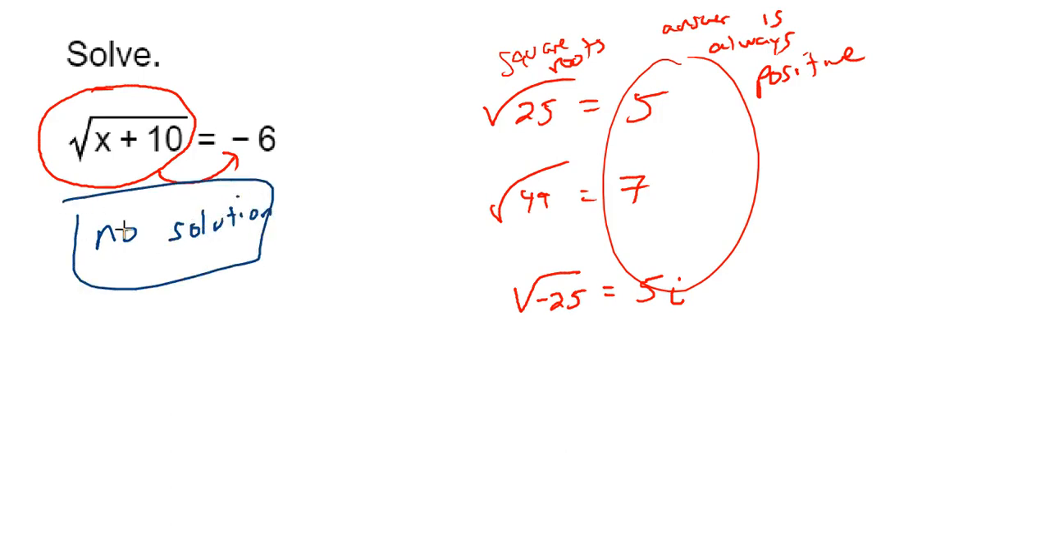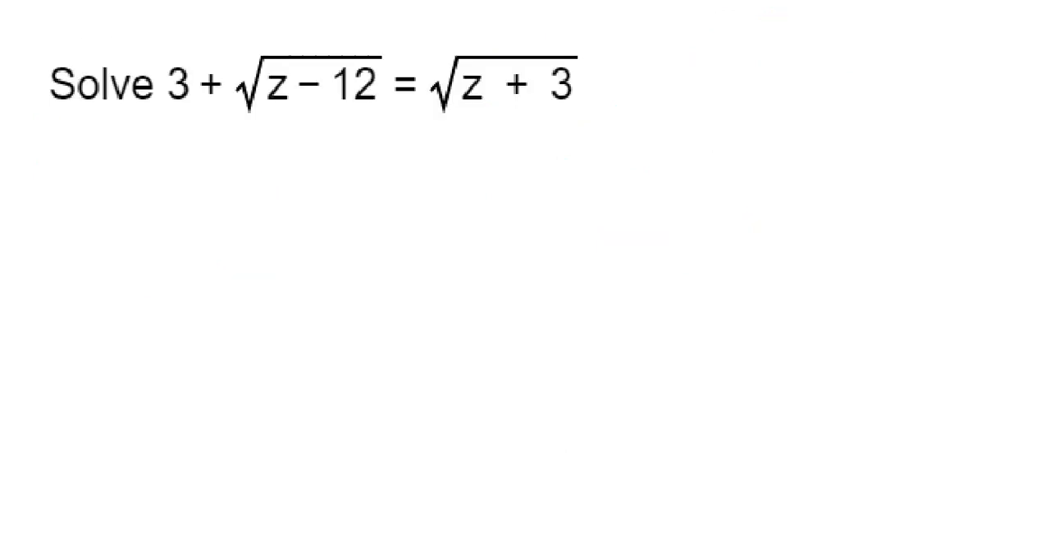So no solution. So we don't have to even bother working on it. We don't have to square both sides. We don't have to solve for x, because no matter what you get for x, this equation can never be true. No matter what you plug in for x, you'll never get square root to equal a negative number. All right, so that's that example. So here's the last example for this lesson.